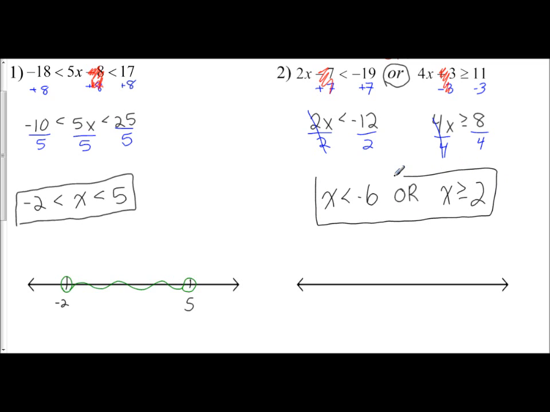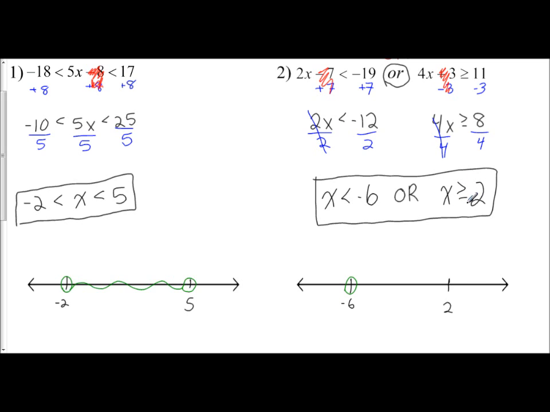So that is my solution compound inequality. Now I'm going to graph, and we're going to do the same thing. Let's just put negative 6 here, and we'll put positive 2 here. Same idea, you need to determine if you're going to use open or closed circles. Since it's less than negative 6, that's an open circle.